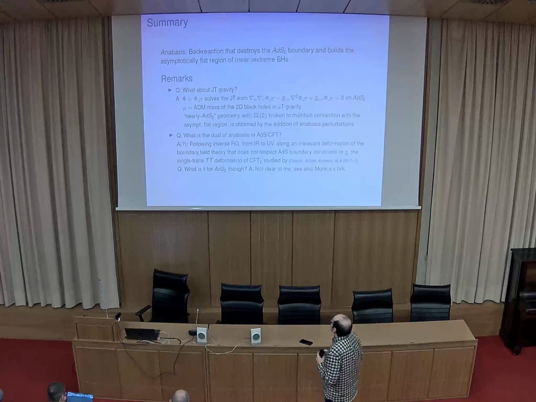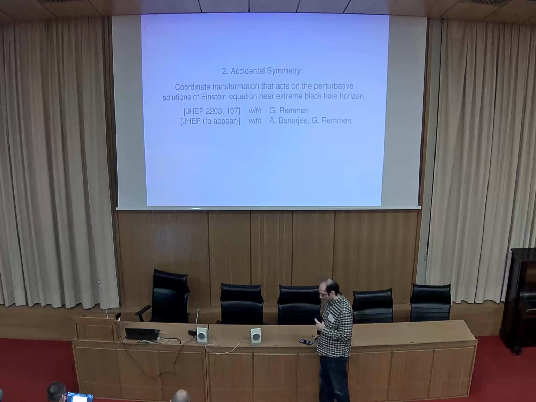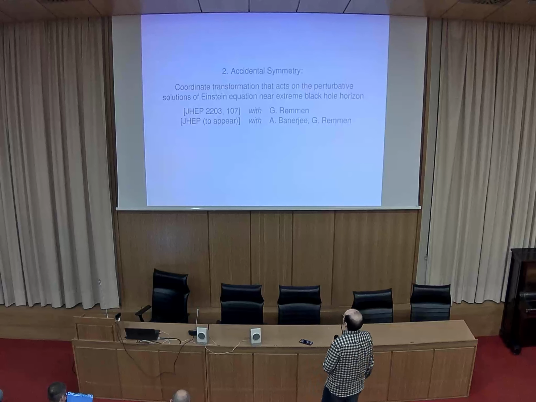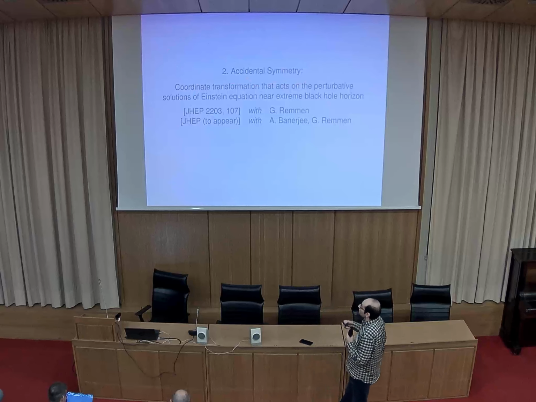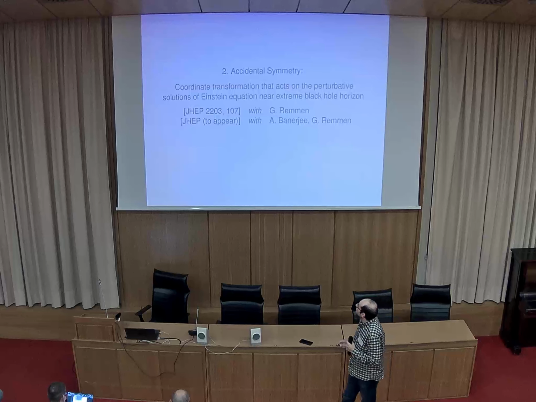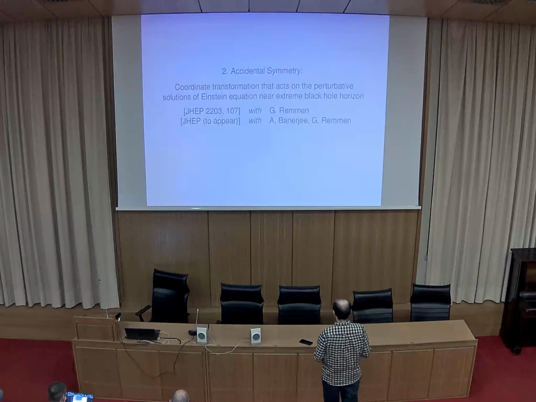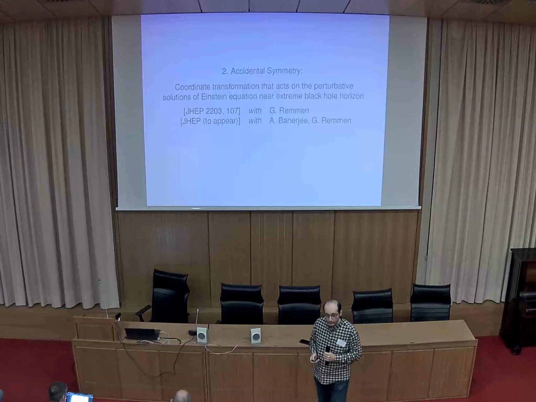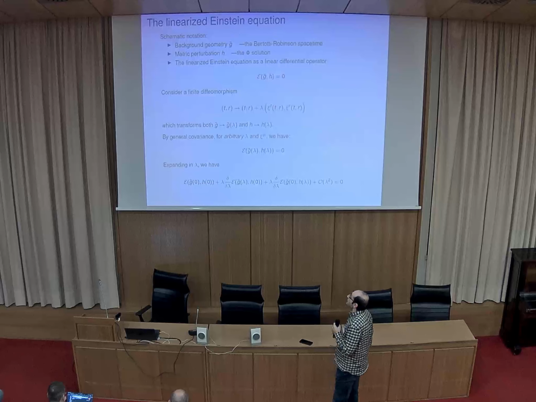Okay. Good. So that was analysis, but the main part of my talk is about this accidental symmetry that we discovered. So what is an accidental symmetry? We define it as a coordinate transformation which acts on perturbative solutions of the Einstein equation, so solutions to the linearized Einstein equation, around extreme and near extreme horizons. So there are some coordinate transformations which can map various solutions of these linearized Einstein equations around extreme horizons. So let's be a little schematic and describe what these are.